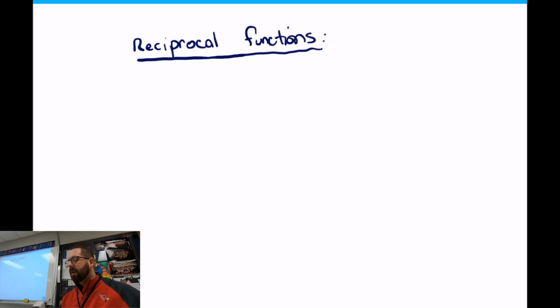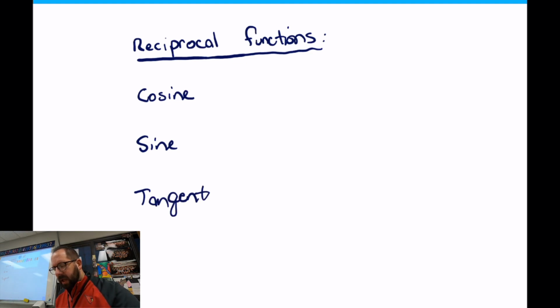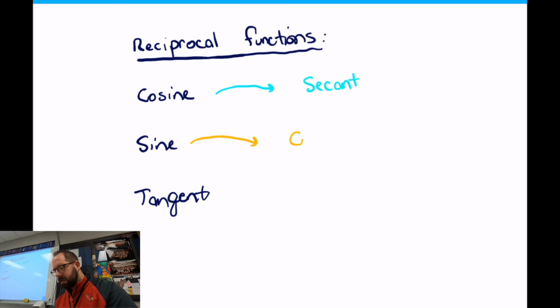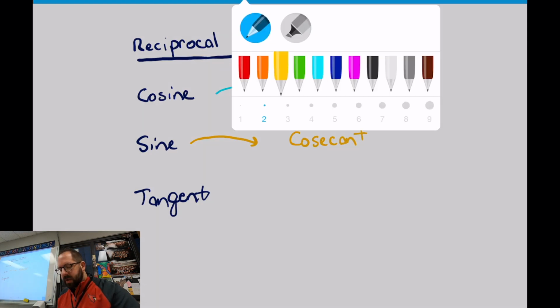How the reciprocal functions work is every trig function, cosine, sine, and tangent, has a different trig function that's also paired with it. And the pairings go like this. Cosine is matched up with secant. Secant is a different trig function that it's paired with. I'll talk about that here in a second. Sine is paired with cosecant. And tangent is paired with cotangent.